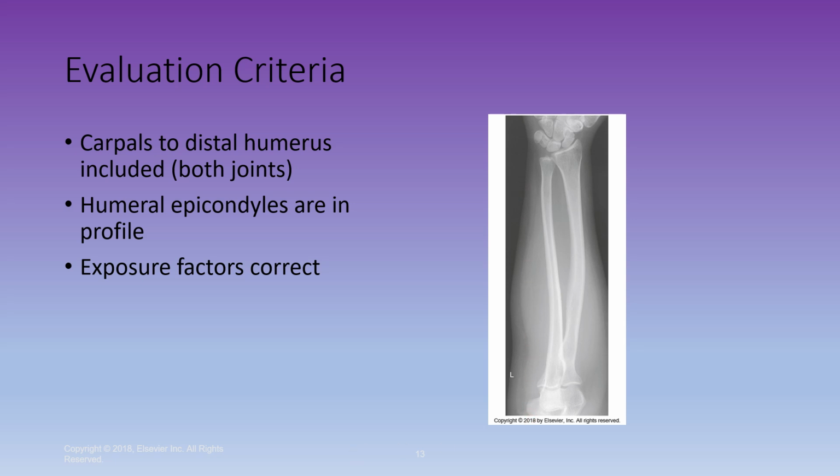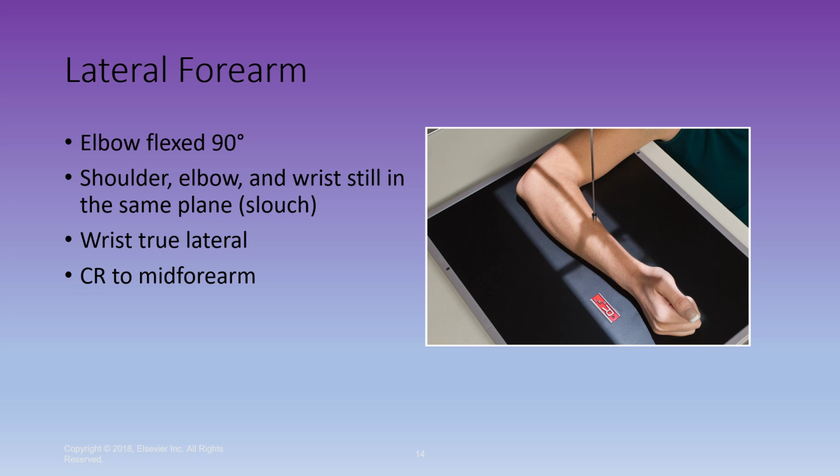The next image that we take is a lateral forearm, and this is on page 162. So again, you want to keep the patient's shoulder, elbow, and wrist in the same plane. You're still at a 40-inch tabletop SID. You're still collimated from side to side.